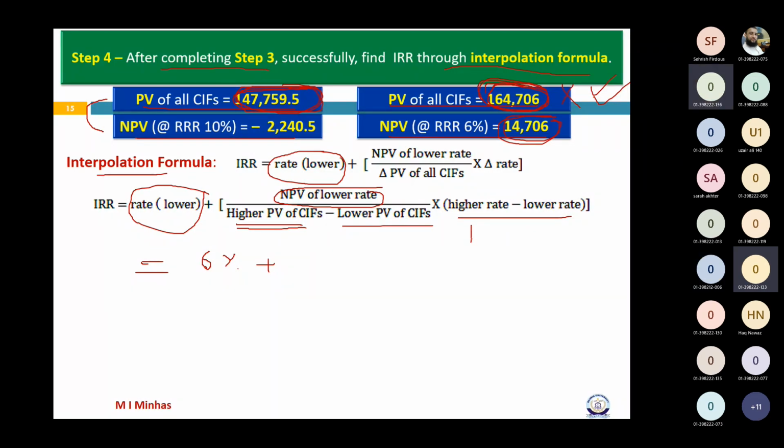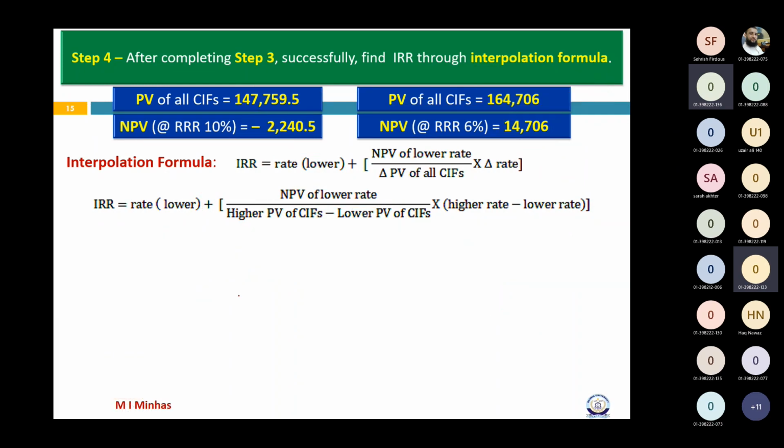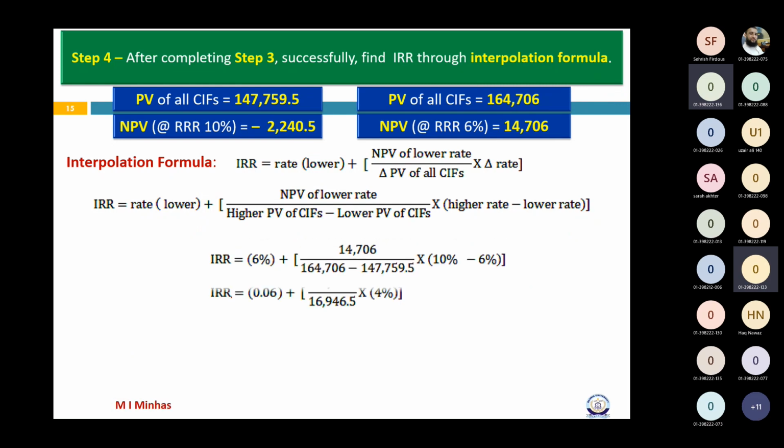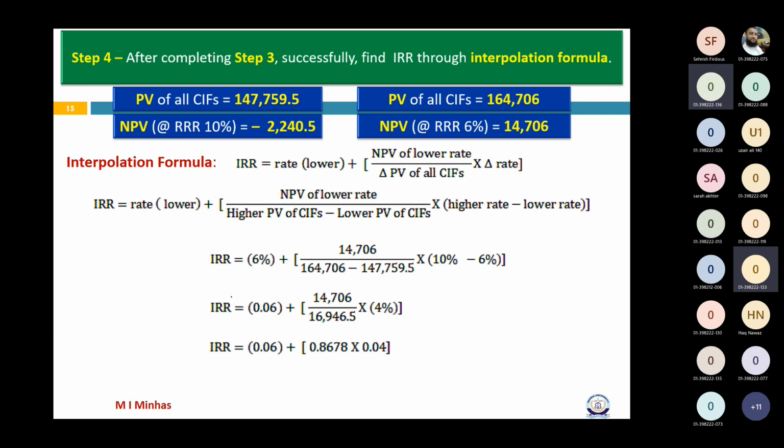And what about higher rate minus lower rate here? 10% minus 6%. That would give us 4%, and in your calculations you'll use 0.04 here. And what about 6%? You will use 0.06 here, correct? So this is how you will plug in the values. And at the end of the day, you will get an IRR, but you will have to multiply that IRR by 100 again. Let me show you that.